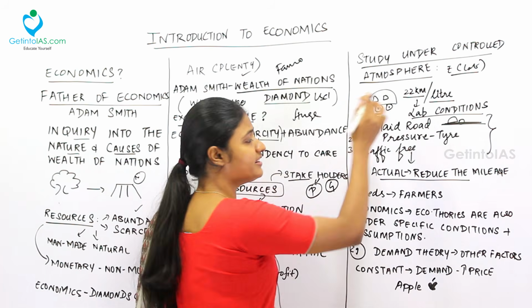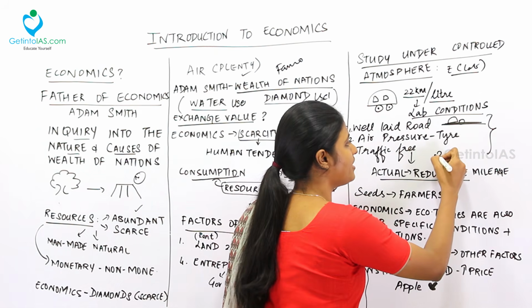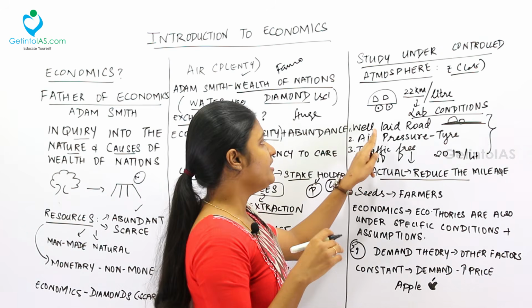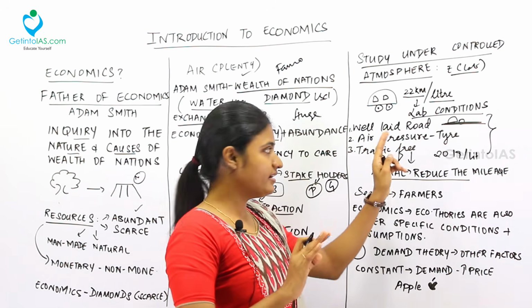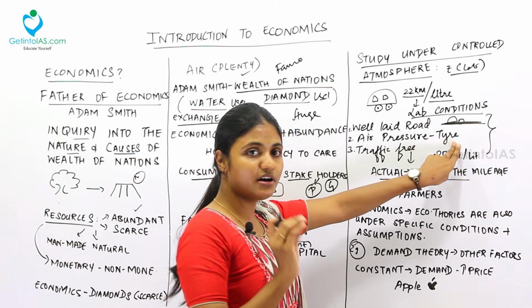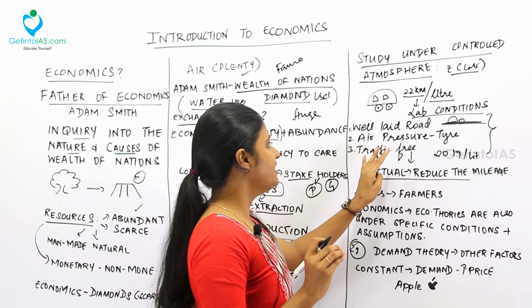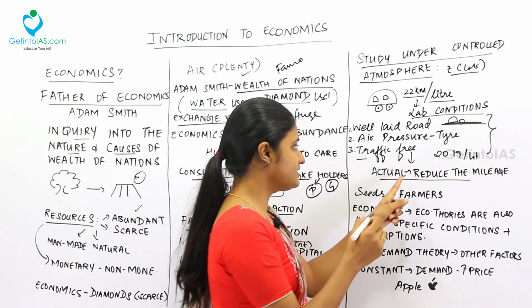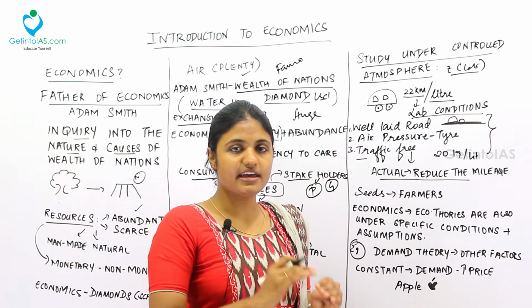For example, it will reduce from 22 kilometers to maybe 20 or 19 kilometers per liter. Why? Because there will be not well laid roads, right? You know about our Indian roads. Next, there will be no proper, perfect tire pressure, air pressure. Next, you already know our roads won't be traffic free. So this is the actual condition inside the economy.